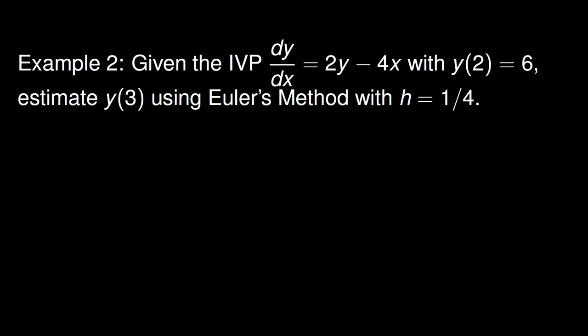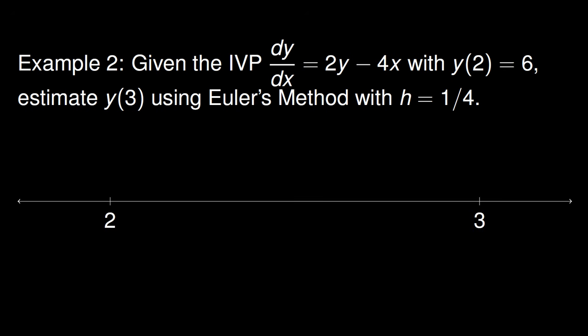In our second example, we're again given an initial value problem, and we're asked to estimate y of 3 using Euler's method, but in this case, we are given the step size h. We are not given how many steps there are. So think about it. We are starting at the value 2, we are ending at the value 3, and you are going up a quarter unit each time.